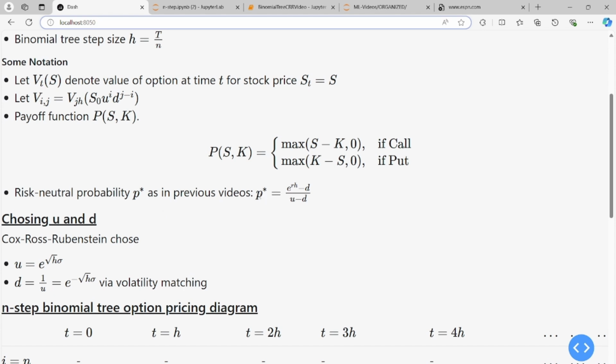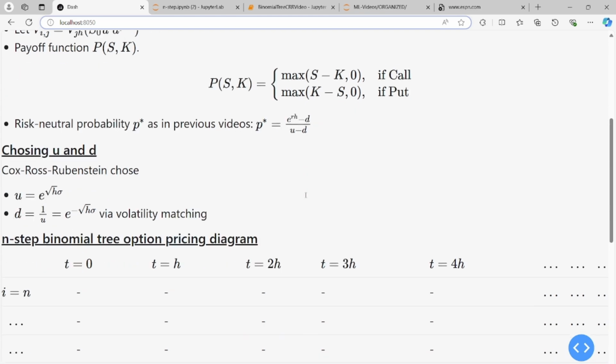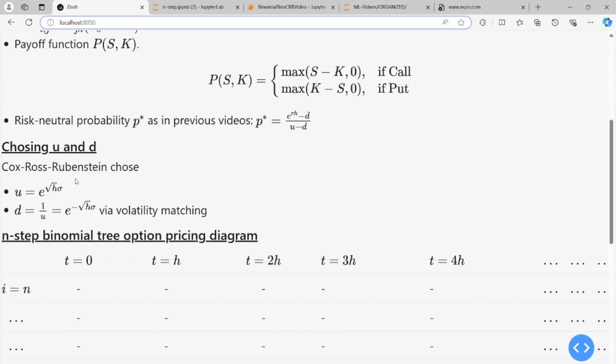So the risk neutral probability is, as in the previous video, you can use this formula: e to the rh minus d over u minus d. Another quick thing is we never specified what u and d should be. If I get enough questions asking how to derive this, I'll show you guys how to do that.